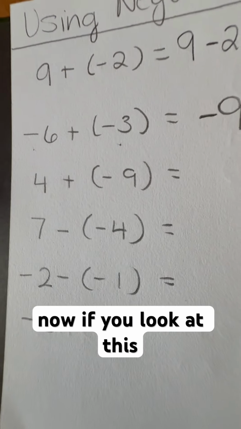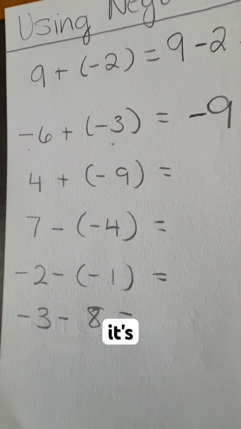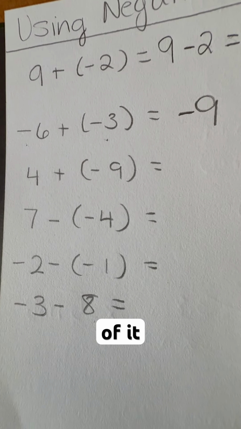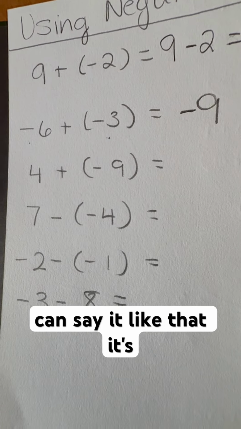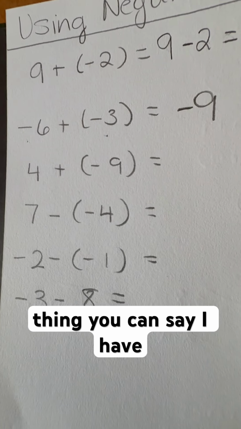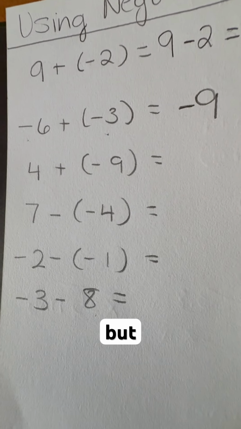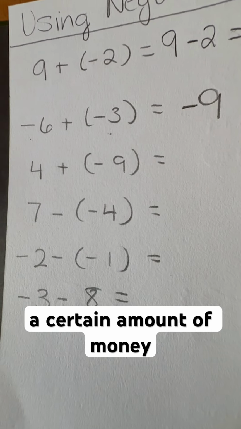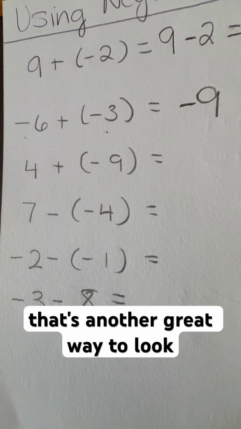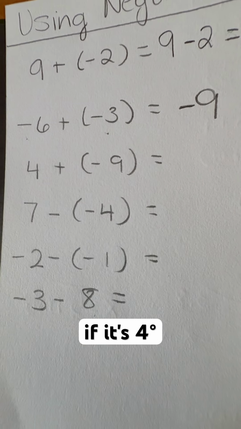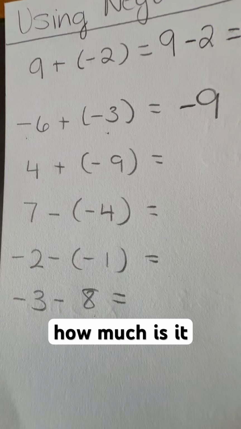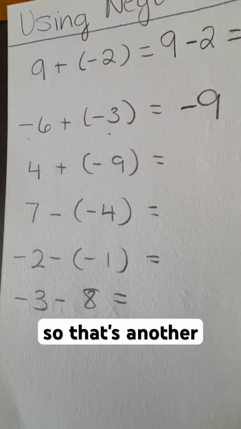Now, if you look at this, 4 plus a negative 9, it's maybe a little bit harder to understand. It's like if you have $4 and you spent 9 of it. You can say it like that. It's always a helpful thing. You could say, I have $4 in my pocket, but I'm spending 9, so I have to borrow a certain amount of money. Or you could talk about temperature. That's another great way to look at these. If it's 4 degrees out and it drops 9 degrees, then how much is it now? So that's another way you can look at it.